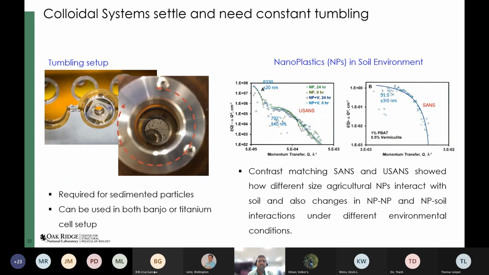This slide is about measuring the sedimentary samples. I remember Luke talked about it, so I'm not going to talk too much about it. In that case, the sample is sediment, so we had to use the tumbler to make them have a uniform distribution across the time of the measurements.